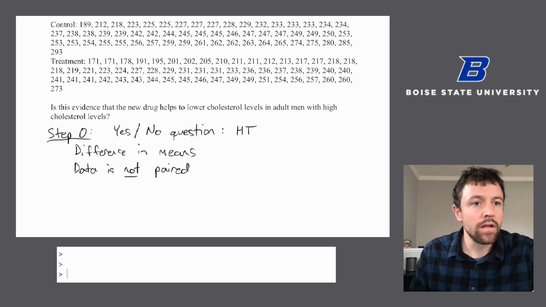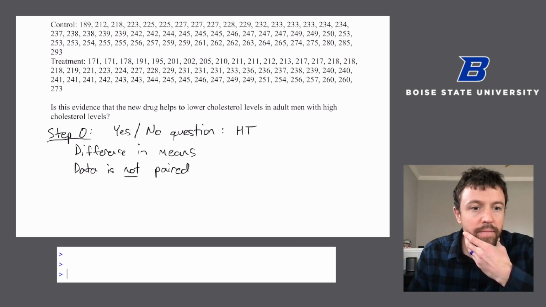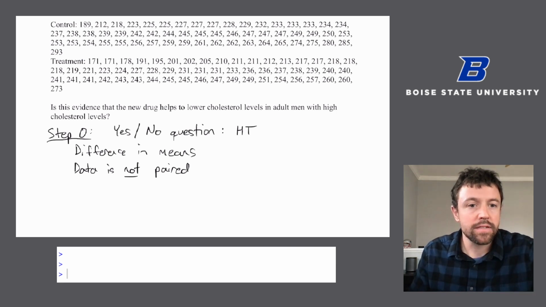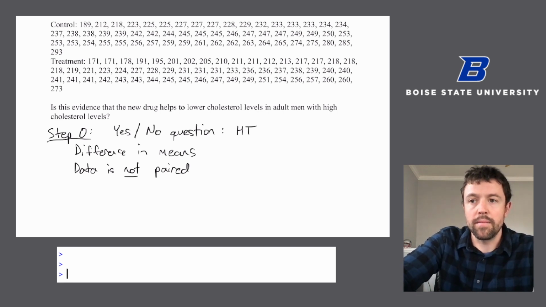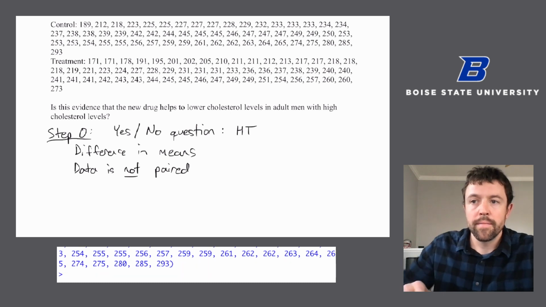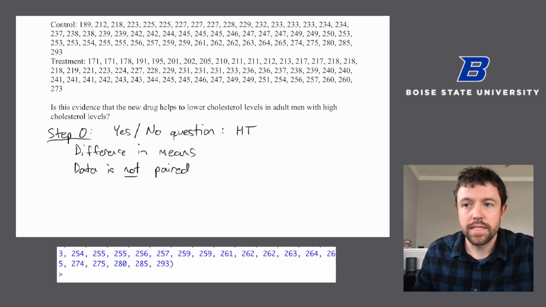One second. I want to actually make sure. Yeah, here we go. I have this. I didn't want to enter it one number at a time. So let's get the control group entered. I'll just call it C for control. And then I'll call the treatment group T.